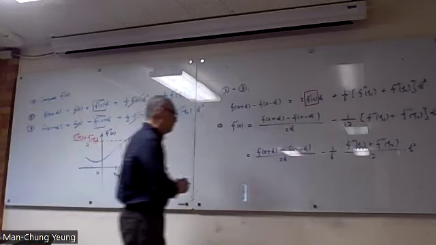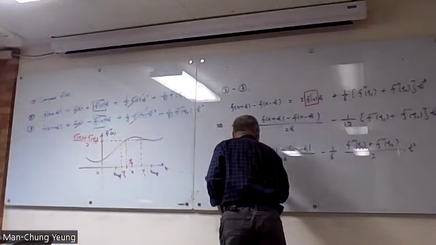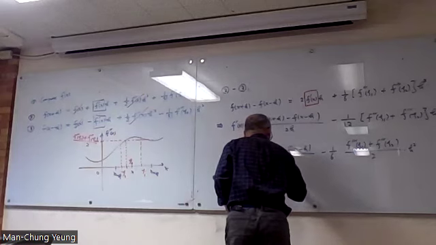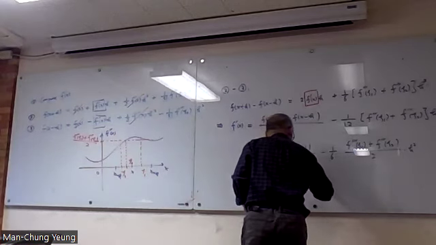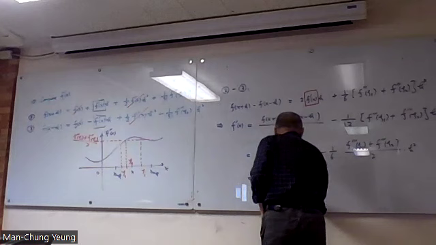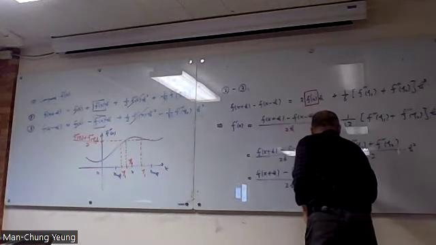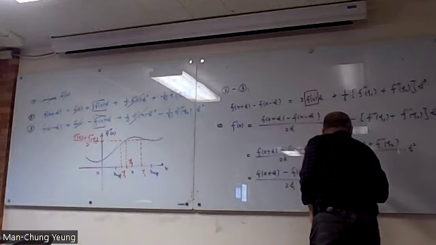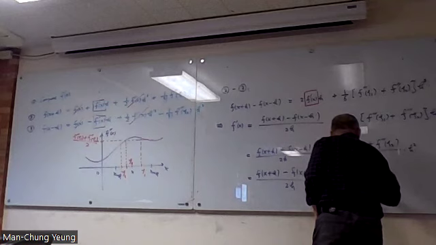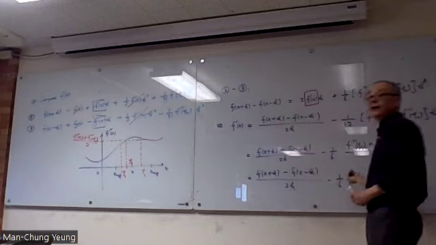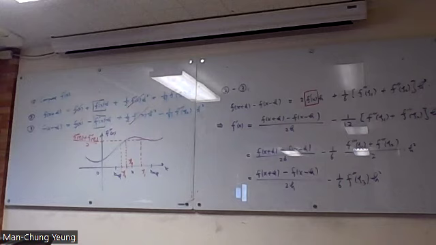So this is f(x+h) minus f(x-h) over 2h, minus 1/6 times the third derivative at psi 3 times h squared. What is psi 3? I don't know, but I know psi 3 is in this interval.